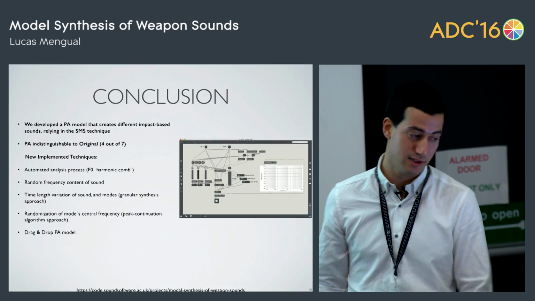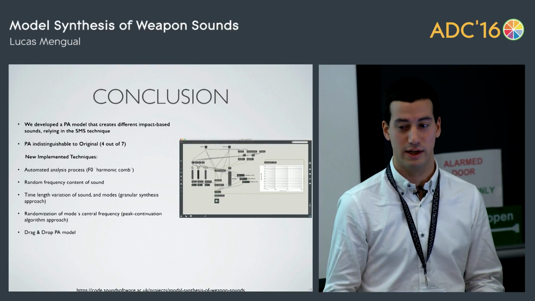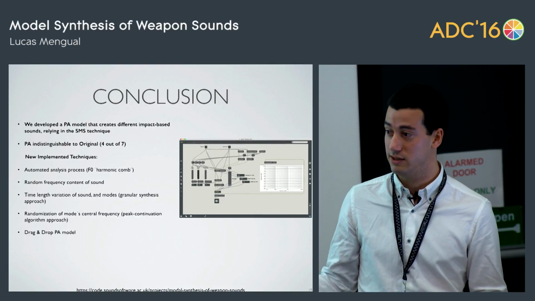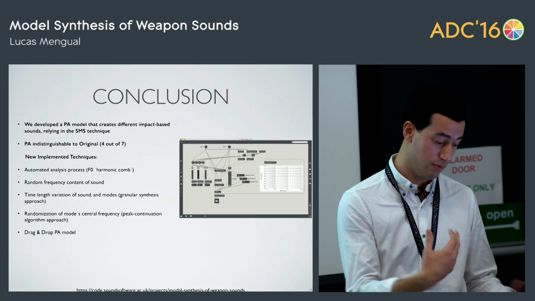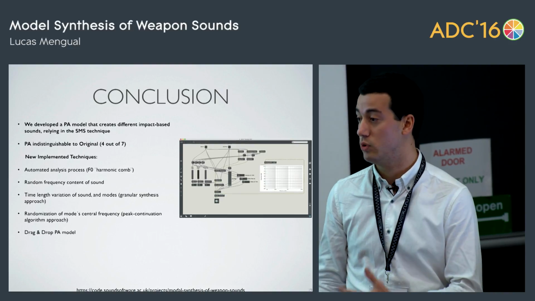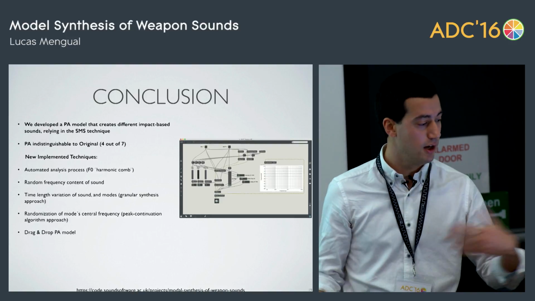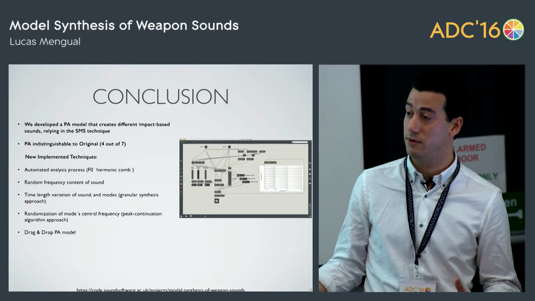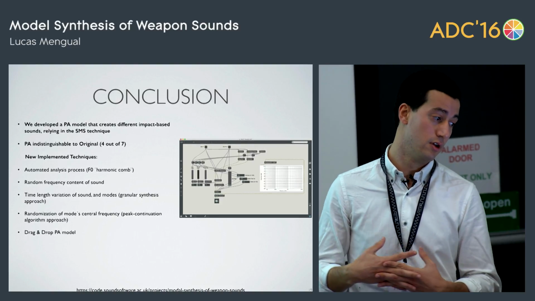Basically, the conclusion of this is that I made a PA model that can synthesize any impact-based sound, either from a more harmonic-based approach or from a more noise wave shaping based approach. And as I said, out of the 7, 4 of them came out indistinguishable from the original samples.